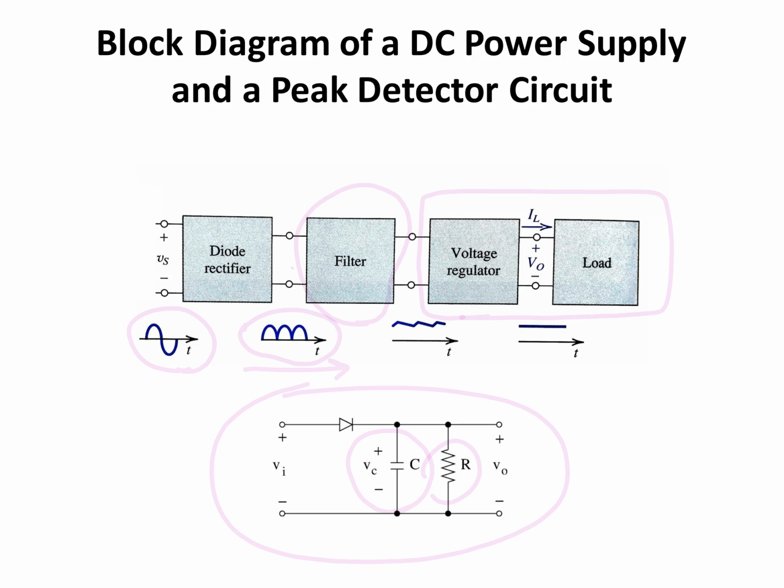Going back to this block diagram, we have seen an example of a voltage regulator with a Zener diode previously. One of the benefits of the Zener voltage reference is that small variations at the input of this voltage regulator don't affect the output voltage, and you can get a pretty much constant output voltage regardless of small variations on the input signal to the voltage regulator.